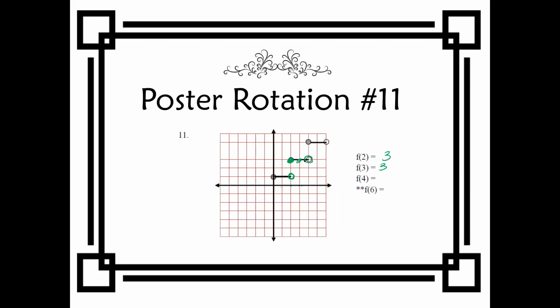You can't use the open circle, go all the way up to the closed circle, and that's at 1, 2, 3, 4. F of 6, 1, 2, 3, 4, 5, 6. You see how this is an open circle? There's no closed circles, so you just put D and E, which does not exist.